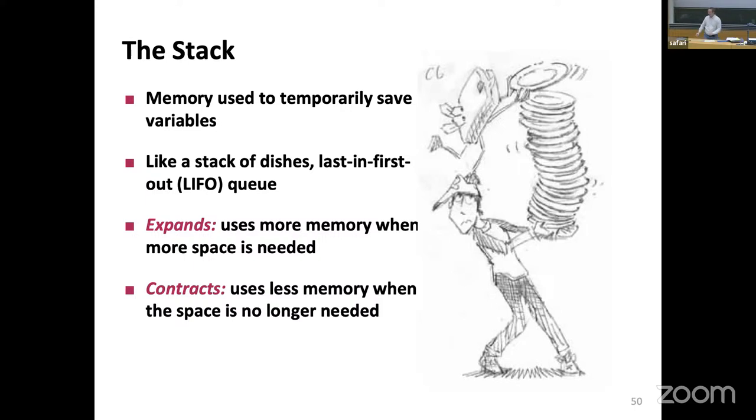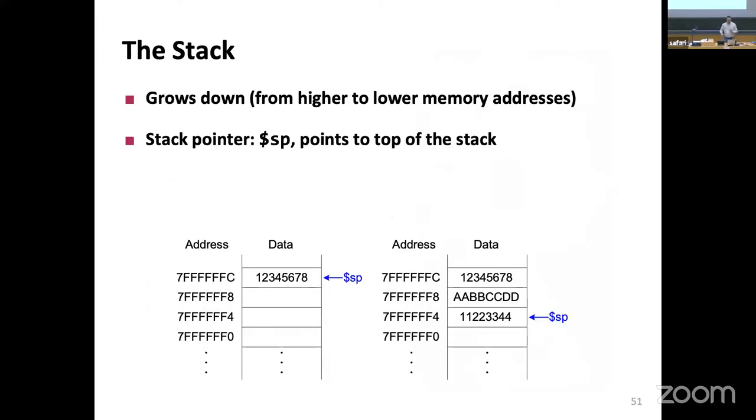So I first take this back, then I take this back, then I take this back. So the stack keeps on contracting and expanding as we put more things, or once we are done, as we remove things. So it expands, uses more memory when more space is needed, contracts, uses less memory when less space is needed. Now, this is again a convention.